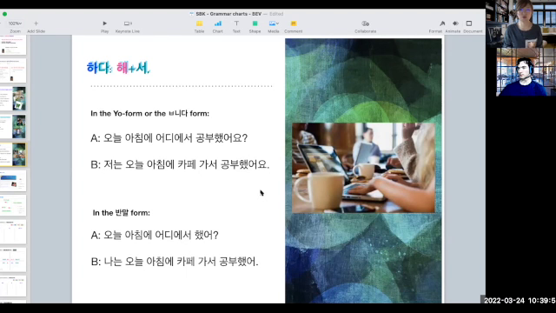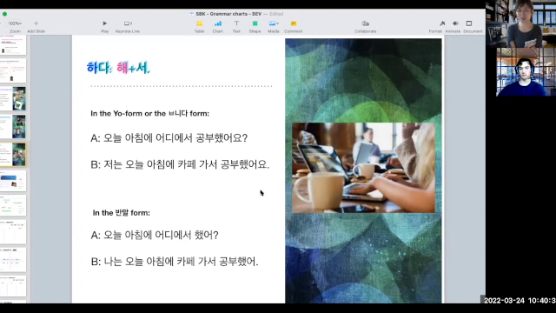If I want to know, where did you study this morning? 한국말로 오늘 아침에 어디에서 공부했어요? And then you wanted to say, I studied at a cafe this morning. Or you can say, I went to a cafe and studied there in English, right? And in Korean, 저는 오늘 아침에 카페 가서 공부했어요.